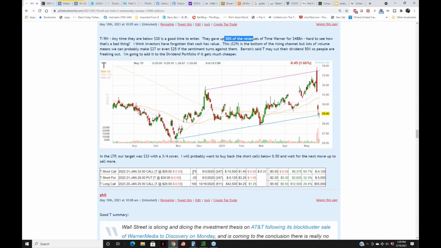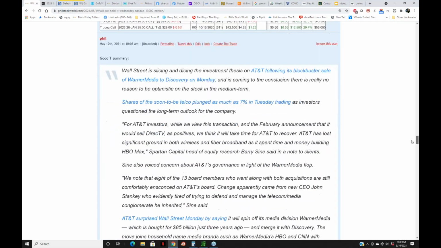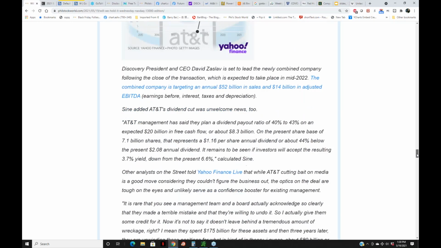Anyway, then we left not a full cover because we were waiting for a better bounce. We should have sold some here. We were greedy and we didn't. Should have actually sold more covers there. Anyway, not the point of your question though. Your question was more like this. Here's a nice summary we had in chat about all the goings on at AT&T.